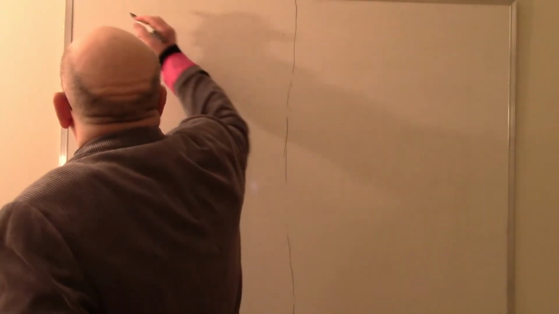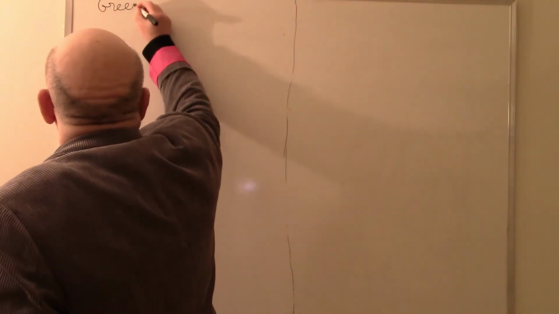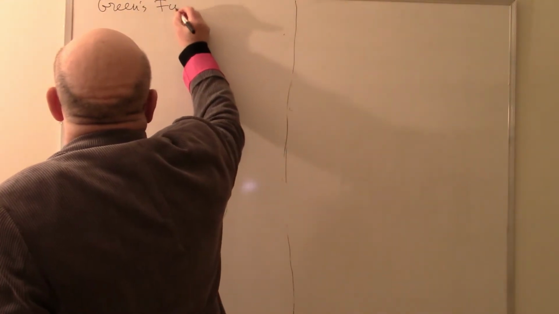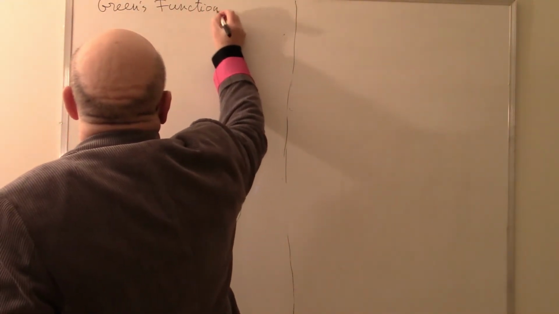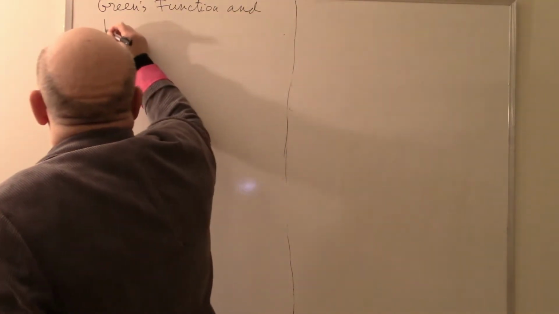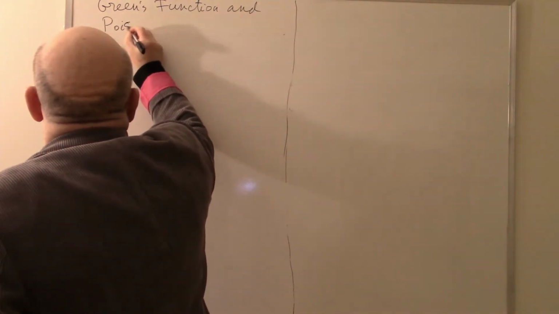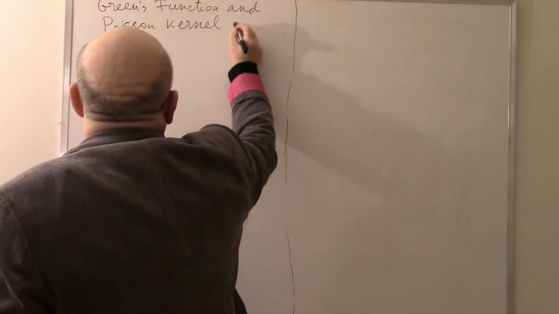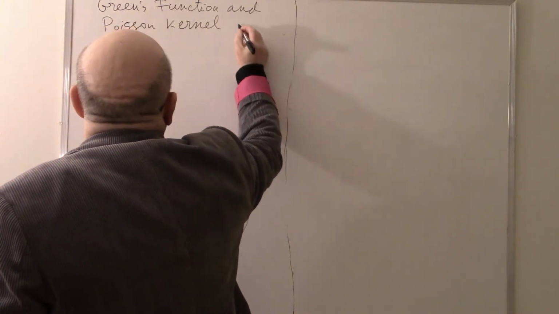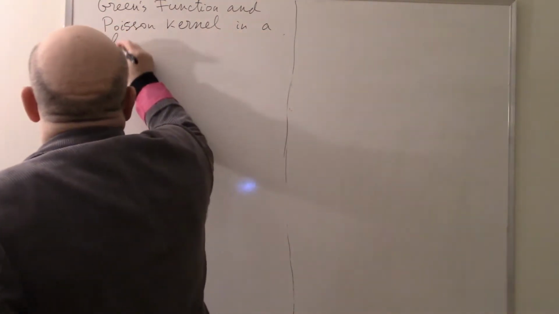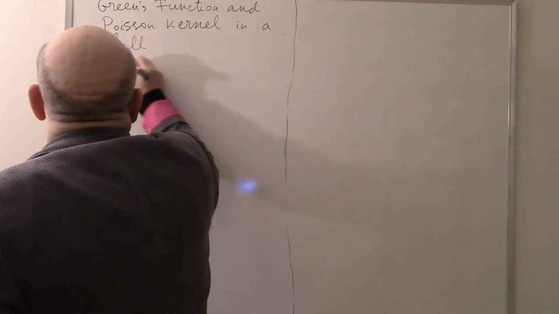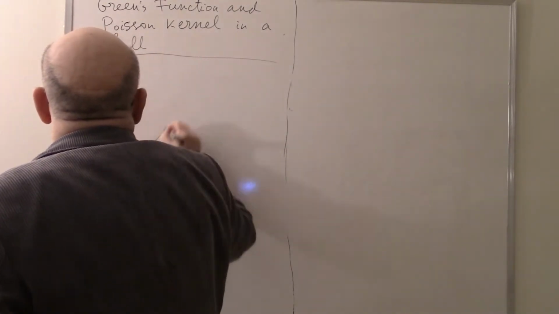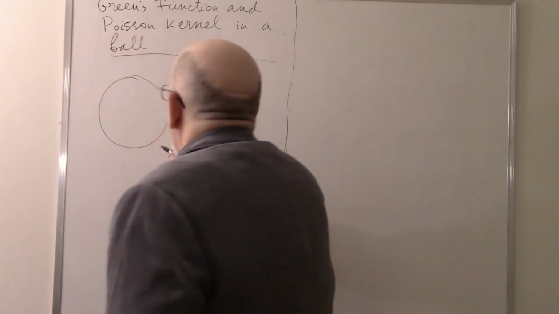Okay. Hi again, glad to see you. Now we consider Green's function and Poisson kernel in a ball. So we have a ball.